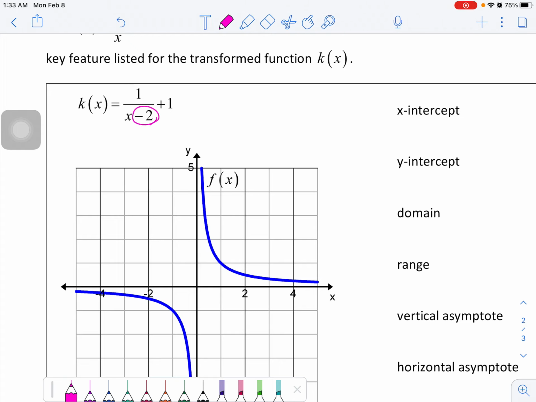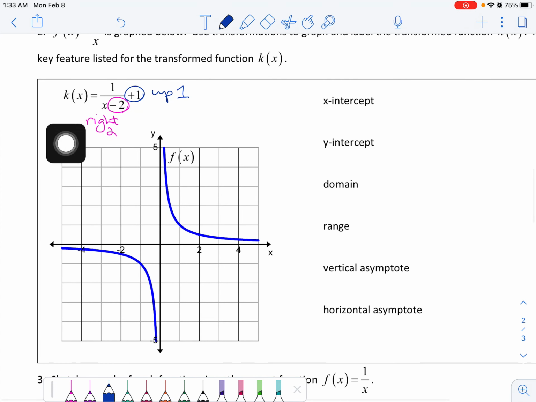So the first transformation, we've got a -2 attached to x. So this is going to be a shift to the right 2. And we have outside of the fraction, so it's being added to the whole fraction, a +1. So this is going to go up 1. Now, the reason I do this is to make little notes to myself because I want to take these curves and shift them to the right 2 and up 1.